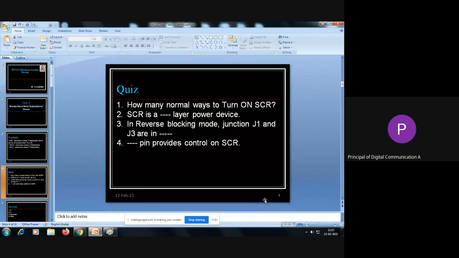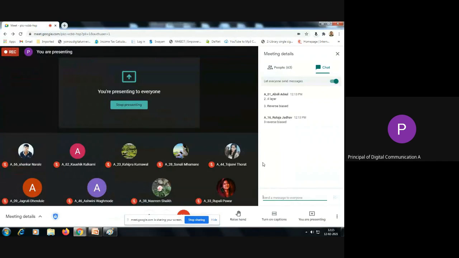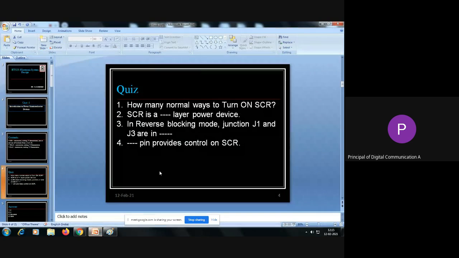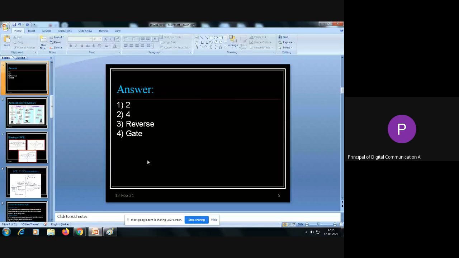What is this? SCR is a 4 layer power device. In reverse blocking mode, junction J1 and J3 are in reverse bias, and which pin provides the control? I didn't get the answer till now. Which pin provides control on SCR? So the answers are here.